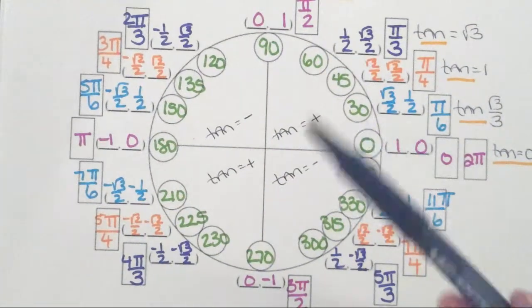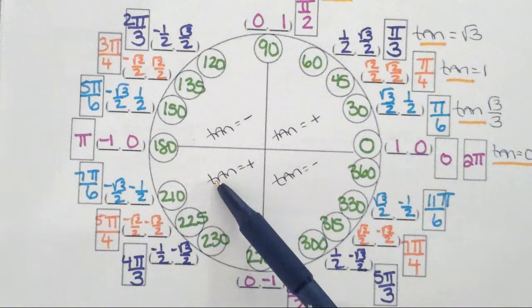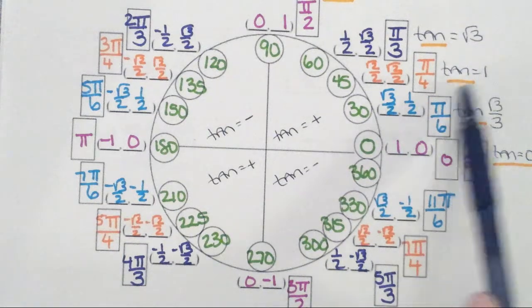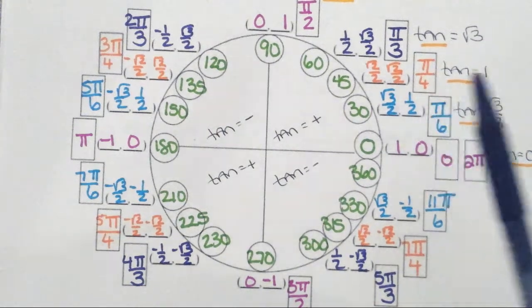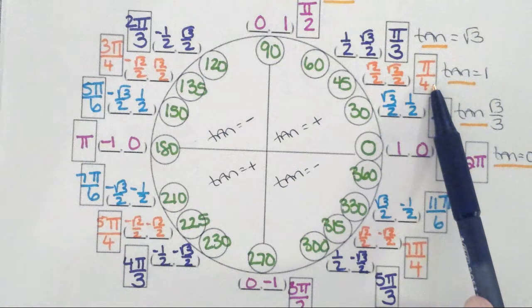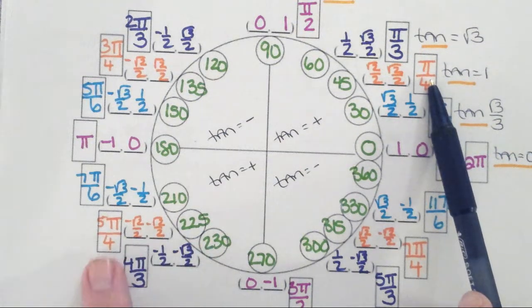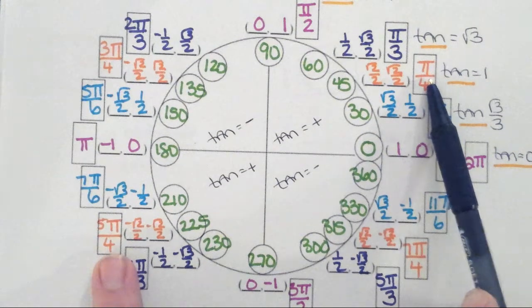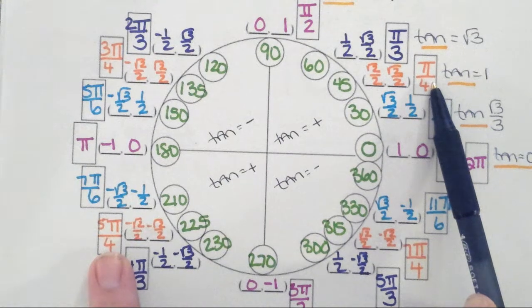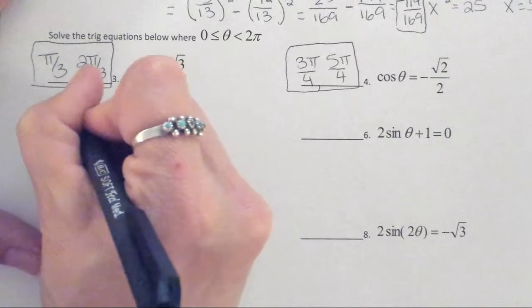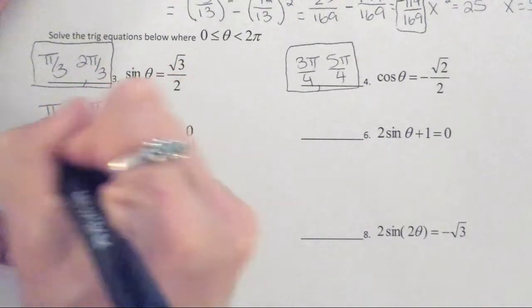So I go back to my circle, and I know that my tangents are positive in quadrant 1 and in quadrant 3. And I know in quadrant 1, tangent equals 1 at pi over 4. So one of my answers is pi over 4. The other place that tangent is a positive 1 in quadrant 3 is going to be at 5 pi over 4. So I have two answers, pi over 4 and 5 pi over 4.